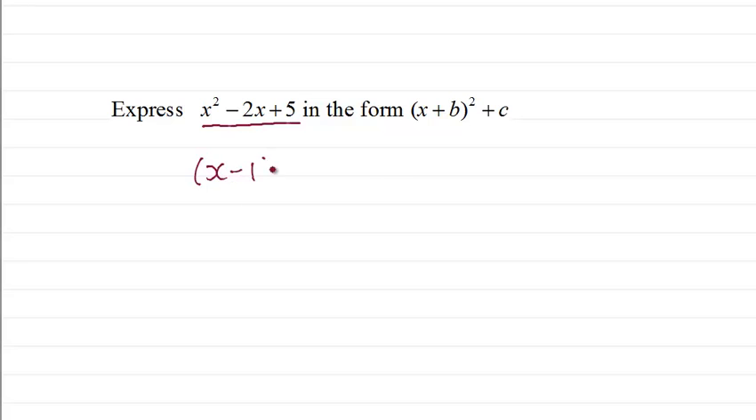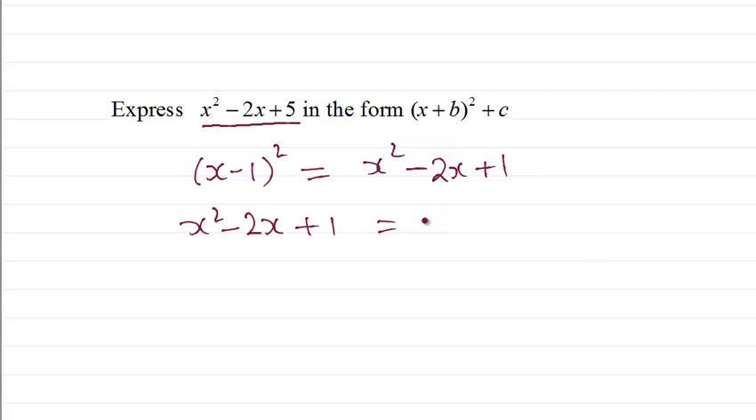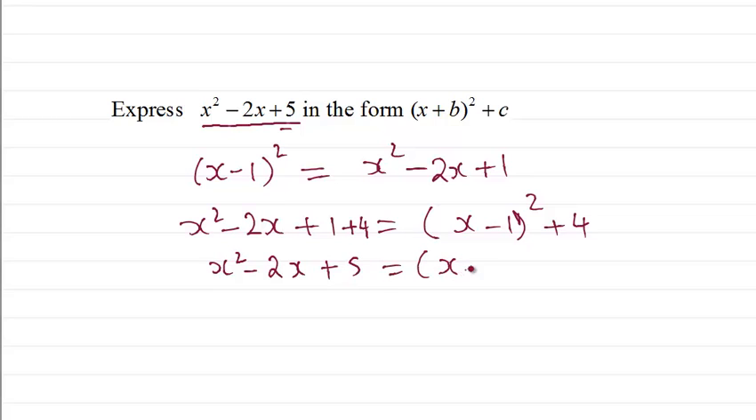Now think about this one. x minus 1 all squared is equal to x squared minus 2x plus 1. So we write this side here, x squared minus 2x plus 1 is equal to x minus 1 all squared. But we got 5 here, not just 1. So if you add 4 there and add 4 this side, we got x squared minus 2x plus 5 equal to x minus 1 all squared plus 4.